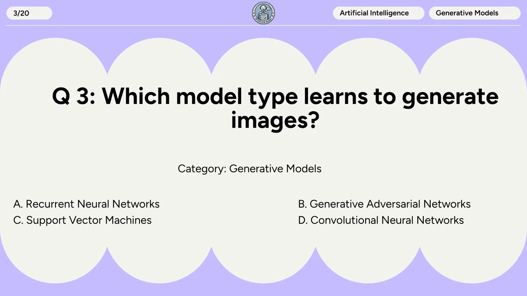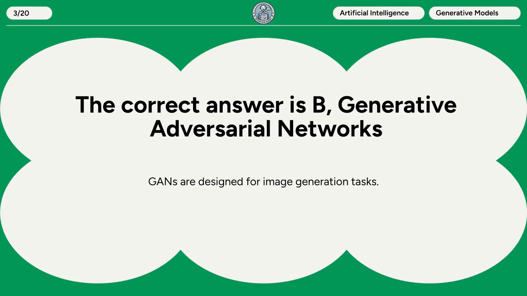Question 3. Which model type learns to generate images? A. Recurrent neural networks. B. Generative adversarial networks. C. Support vector machines. D. Convolutional neural networks. The correct answer is generative adversarial networks. GANs are designed for image generation tasks.